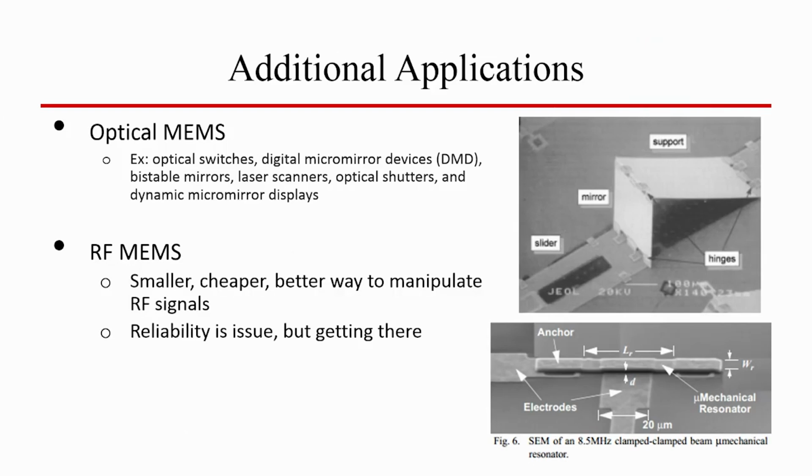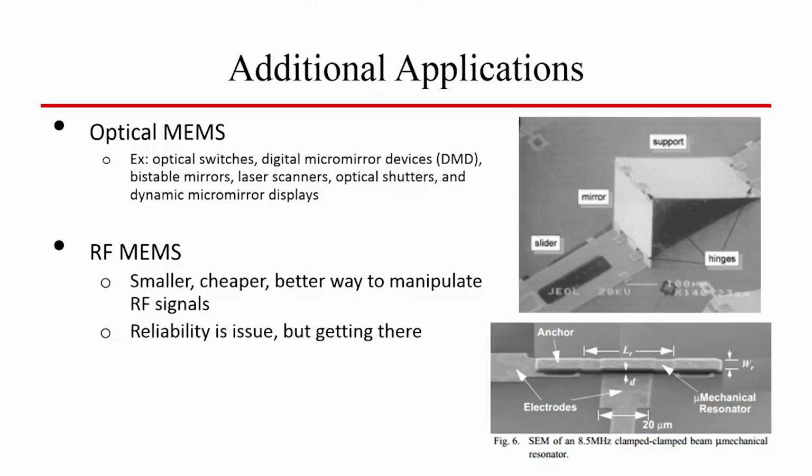Now, what are additional applications of MEMS? Additional applications are in the area of RF, radio frequency MEMS. It can be a radio frequency switch. It can be in the area of optical MEMS, where we are looking at optical mirrors, switches, micrometers, bistable mirrors, laser scanners, optical shutters, as well as dynamic micromirror displays. While if you talk about RF MEMS, then it can be used for radio frequency switches.